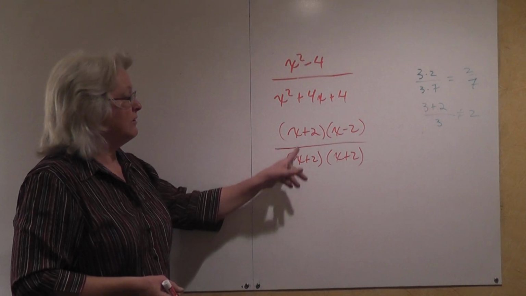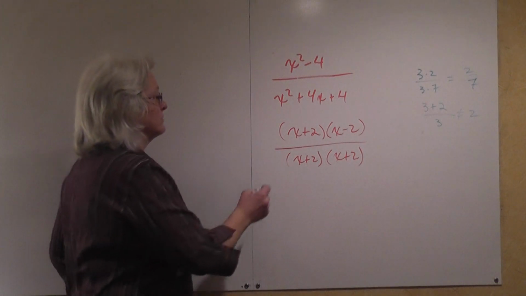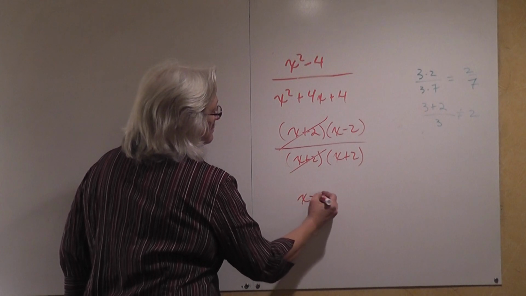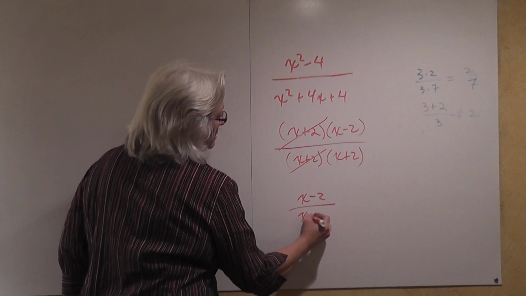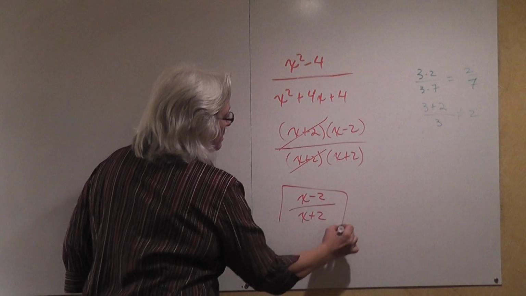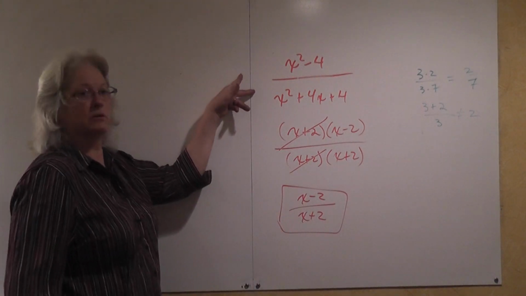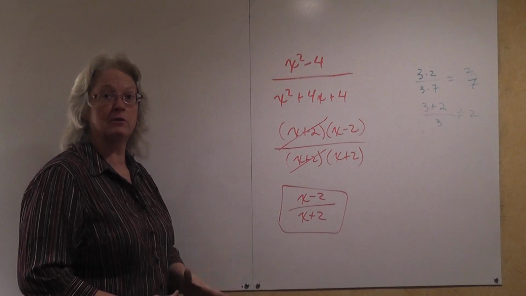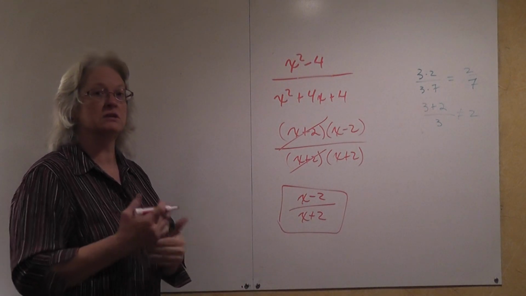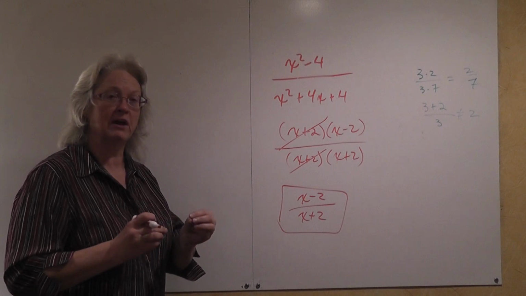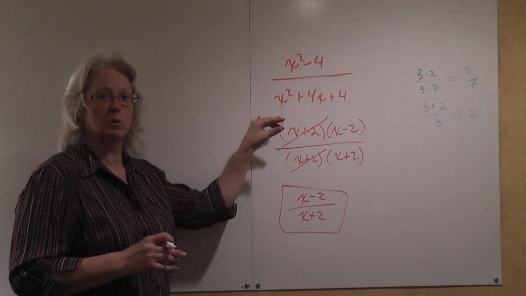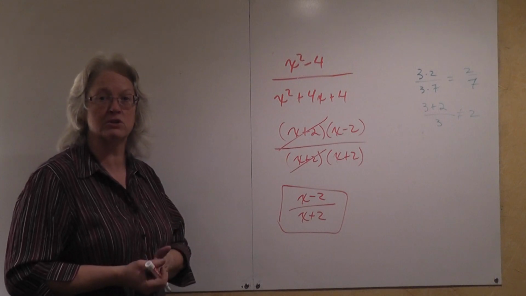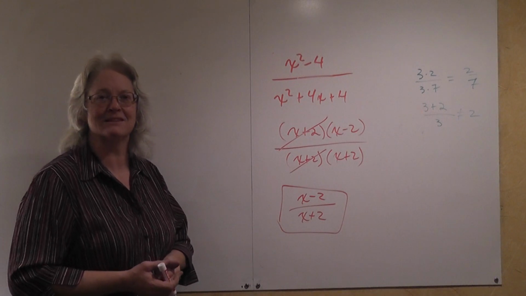Now, we have two binomial factors in common. So the simplified form of this rational expression is x minus 2 divided by x plus 2. So you can see that you've got a lot going on. You have to be able to factor, then you have to recognize what common factors you have that you can cancel, and that's how you simplify rational expressions. We'll continue on with this next time.